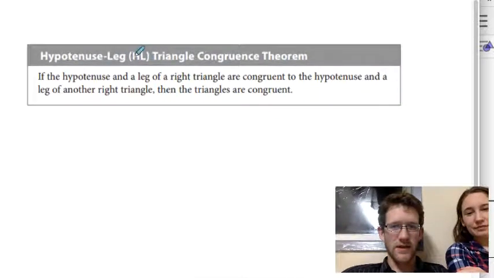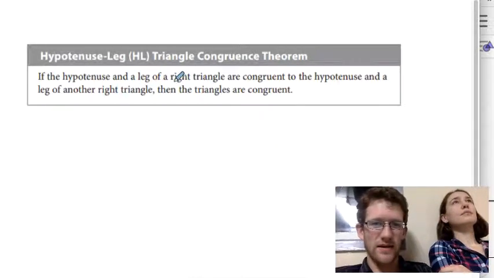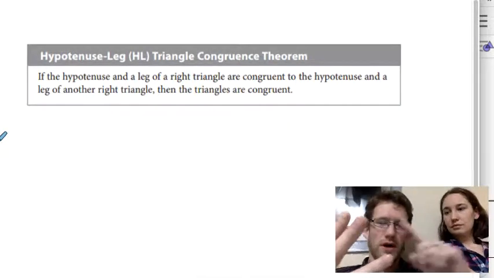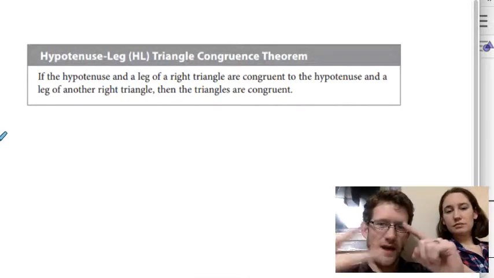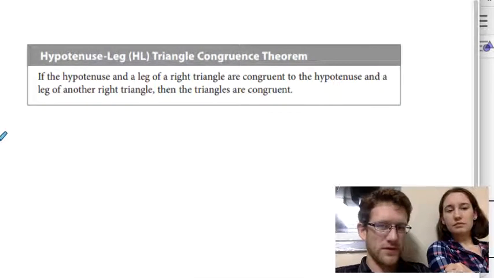So the hypotenuse leg triangle congruence theorem simply says if the hypotenuse and a leg of a right triangle are congruent with the hypotenuse and a leg of another right triangle, then the triangles are congruent. And note here, all the other ones we've had three pieces, right? We've had angle, side, angle, or side, side, side, or something like that. This one only has two pieces, so that's kind of weird. What's the third piece?